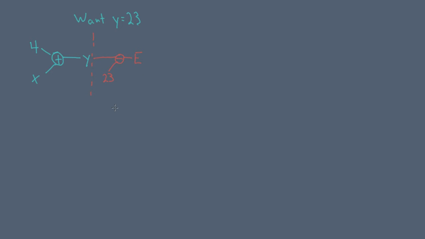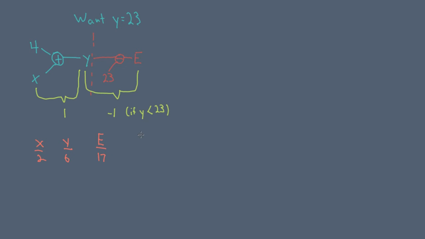But we know how to calculate the effect of x on e, right? So if we add 1 to x, we know that y will go up by 1. And if we add 1 to y, we know that e will go down by 1, assuming that y is less than 23. So if we randomly initialize x at 2, then we can see that y would equal 6 and e equals 17.